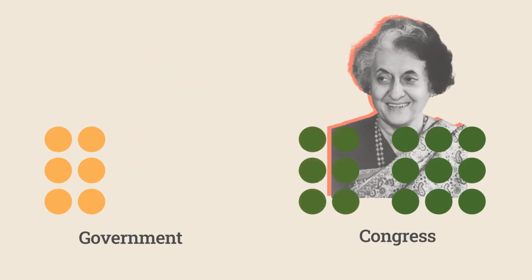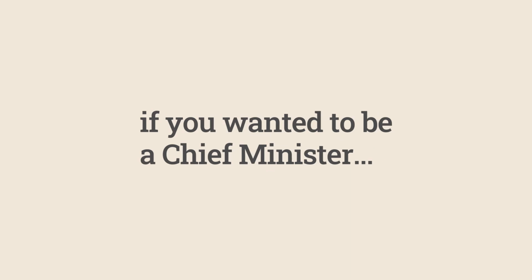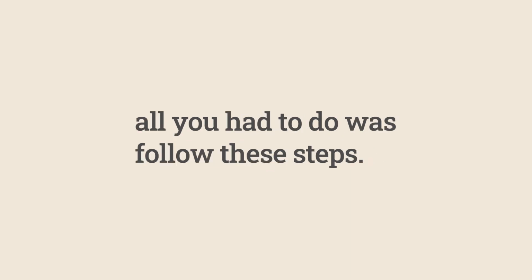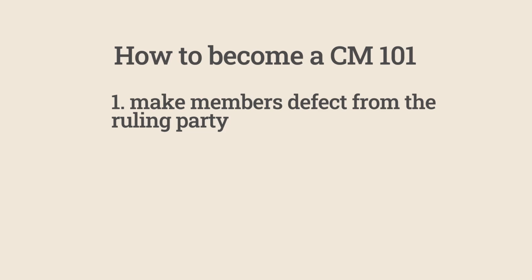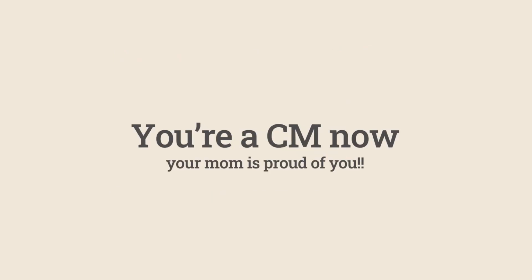By now, defections had become an effective way of attaining power. So, if you wanted to be a chief minister, all you had to do was follow these steps. Make as many people defect from the ruling party and weaken the government, make the government fall because you have the numbers, and then form the government. Congrats, you're a chief minister now.